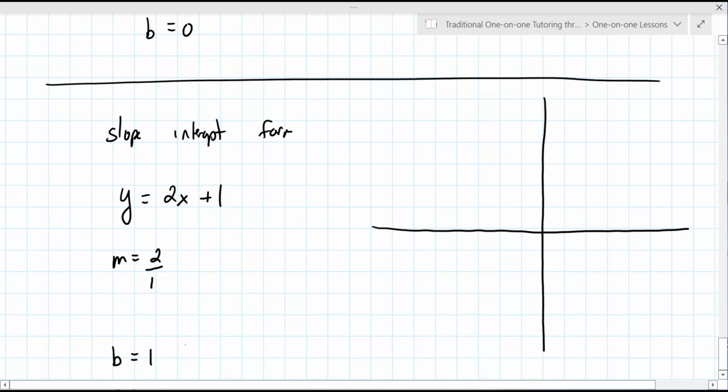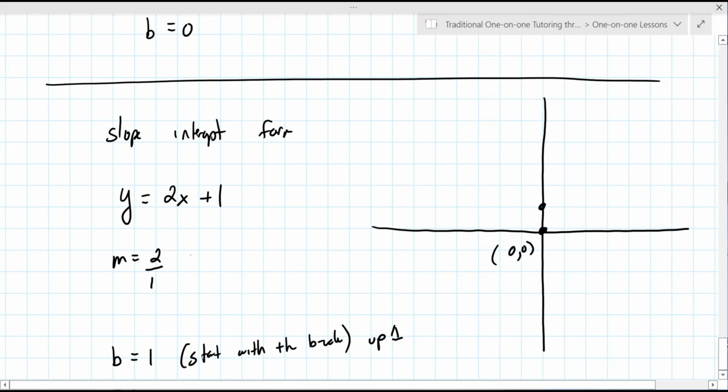Now, when you're graphing, you start with the b value. So you actually start here at 0, 0. That's the origin. You can think of that as home. And this tells you how much up or down to go. So you're going up 1. It's up 1 because it's positive. Is that okay? Is that clear?